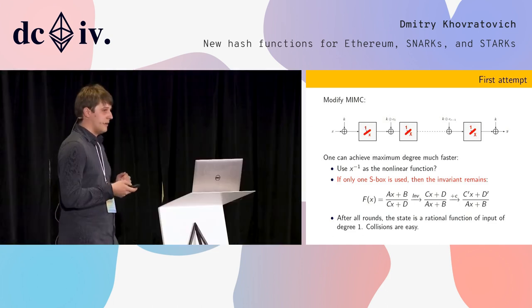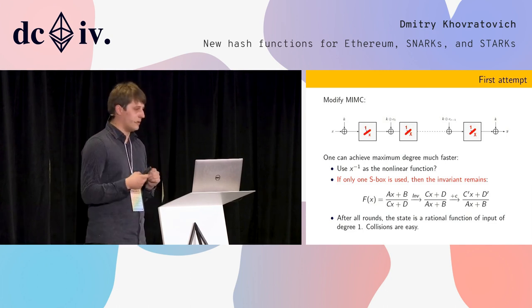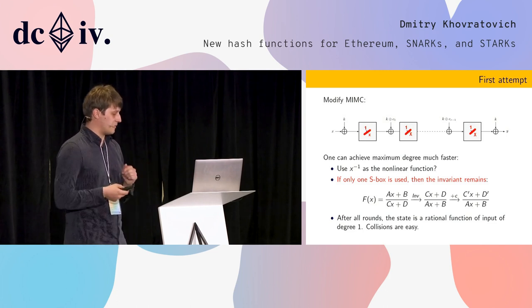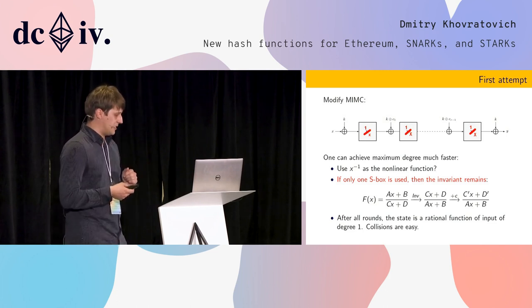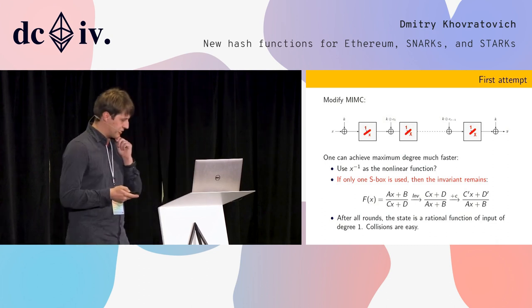So in the recent design, Jarvis, they decided to put some additional linear transformations after the inversion, but it is not clear to me whether this is secure enough, though I haven't managed to break it yet.